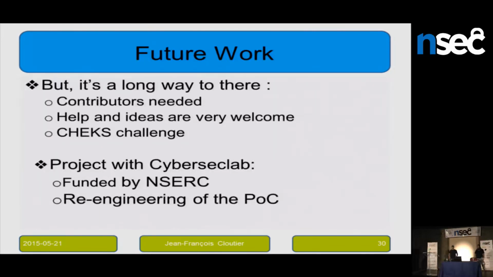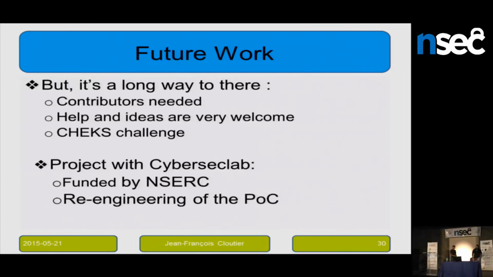We still need to do a lot of work just to make it work properly. So we still need contributors. Help and ideas are very welcome in this project. And we have a small challenge to see if someone can predict the key sequence from having the keys only.